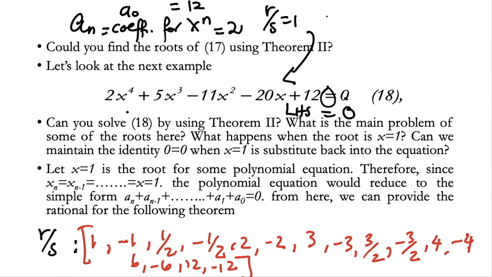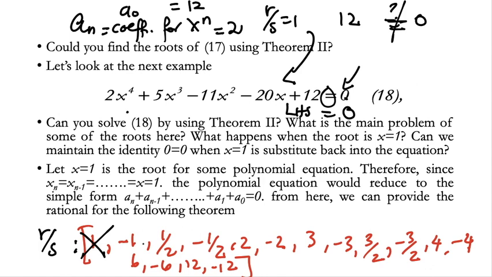So when you put it back, then it becomes what? 2 times 1 to the power of 4 plus 5 times 1 to the power of 3 or 1 cube minus 11 times 1 square minus 21 times 1 plus 12. Okay, when you calculate it, then you found what? It's actually equivalent to 12. So 12, and then the question is, is it equivalent to 0 on the right-hand side here? No, it's not equivalent to 0. Then this rules out that 1 can be the root of 18.